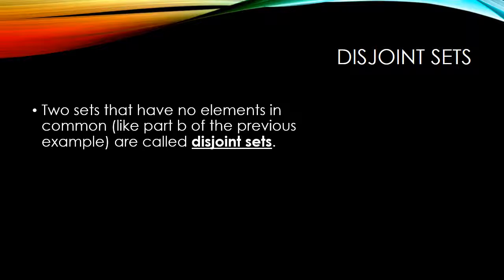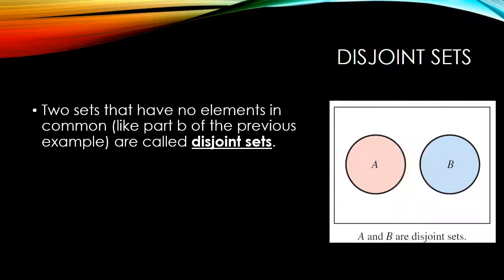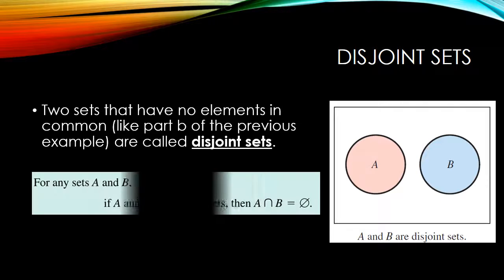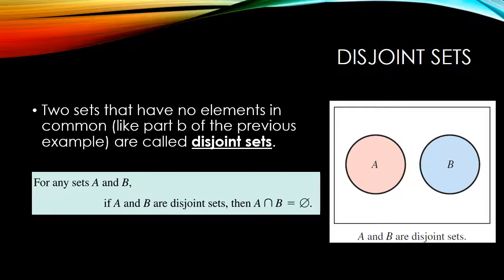And we can also have sets that are called disjoint, and those are sets with no elements in common, kind of like example B, the example we just did. Being a teenager and being a senior citizen, those two sets would be disjoint. This is how they would be depicted using a Venn diagram. And it says that for any sets A and B, if A and B are disjoint sets, then the intersection of the two is the empty set. There's nothing in the intersection.